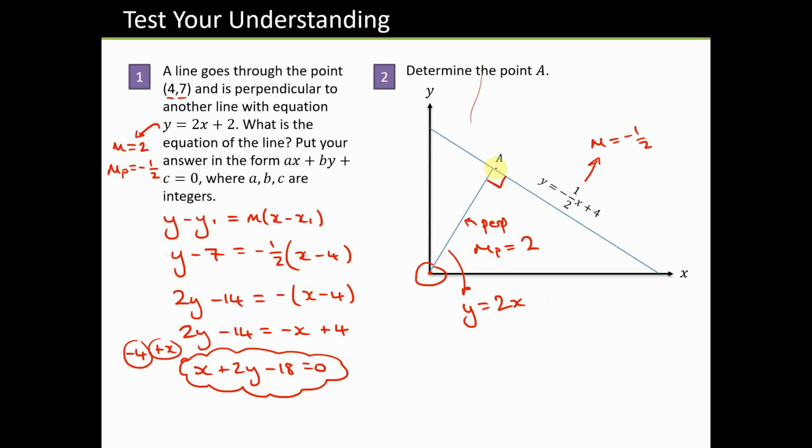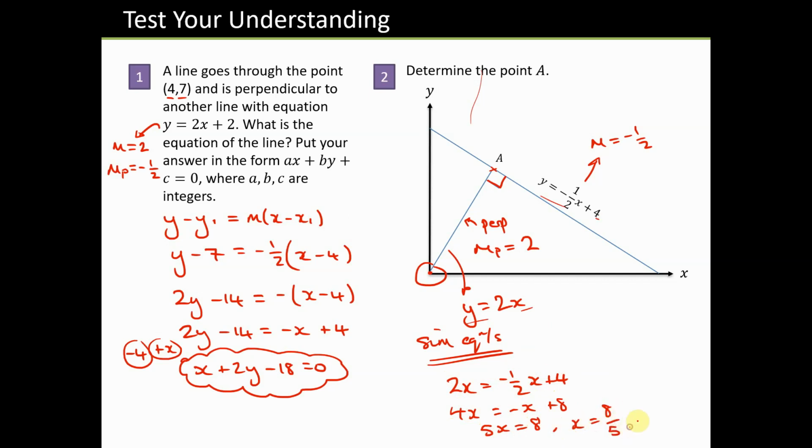Therefore we need to determine the value of a. So again we're going to use simultaneous equations to find where these two lines, this and this, intercept. So if y equals 2x, and then y equals minus a half x plus 4, we can say 2x equals minus a half x plus 4, and we need to go ahead and solve this. So let's times by 2. So 4x equals minus x plus 8, add the x on, 5x equals 8, so then x equals 8 over 5, and leave that as a fraction.